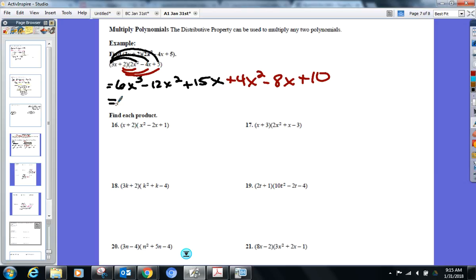All right, here we go. Number 13? Or they're out. 12. Okay, here we go. Anything with the 6x to the third going to get combined? Nope, but it's got to go in my answer. Negative 12x squared and 4x. Go ahead. Negative 12 and 4, minus 8x squared. Yep. How about with the 15? So 15x minus 8x, 7x, and then what's the only thing I didn't take care of? Plus 10.